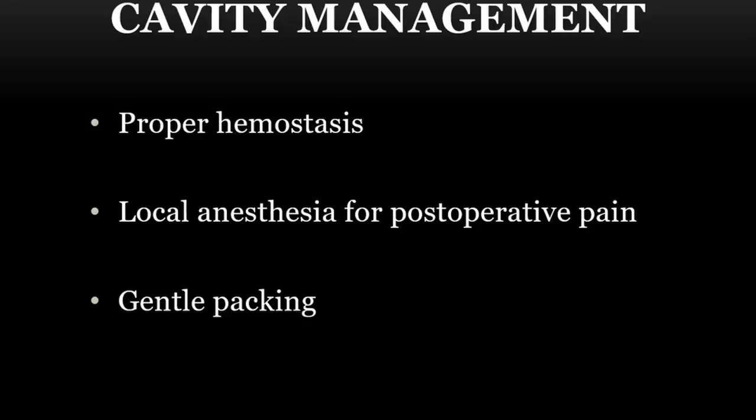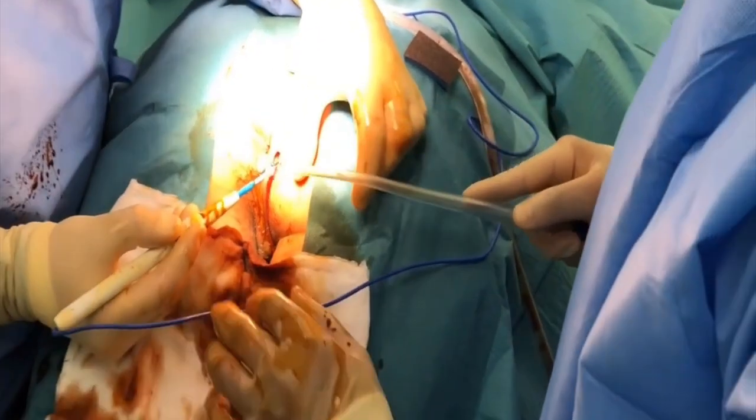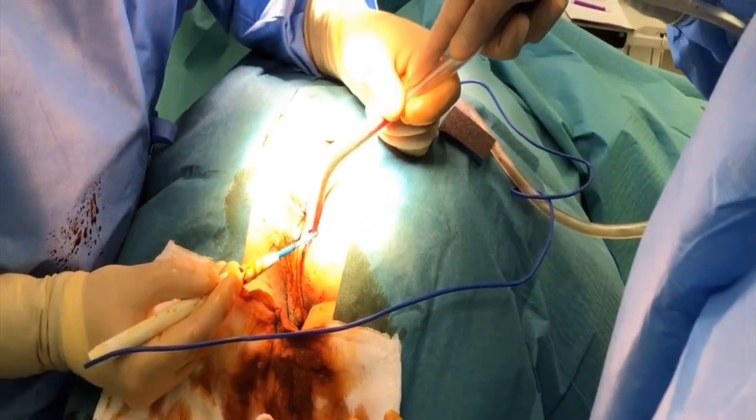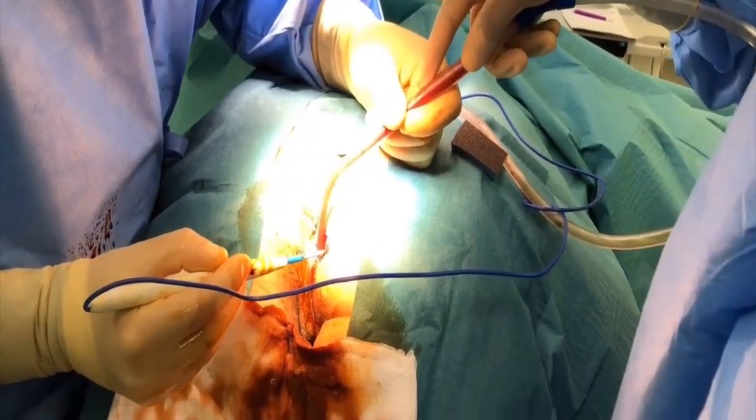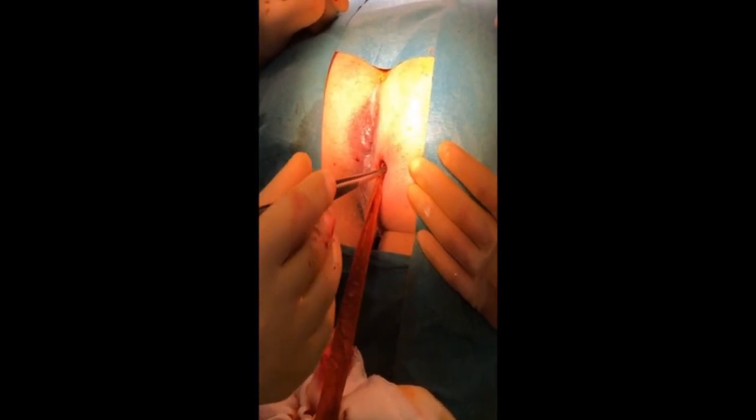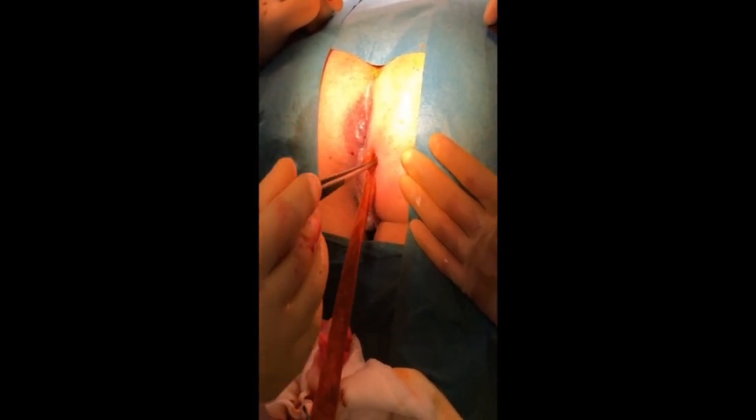After achieving proper drainage, hemostasis is achieved with a combination of electrocautery and cavity packing. Local anesthetic is injected for postoperative pain control. Hemostasis is obtained externally by cauterizing the edges of the skin incision. The cavity is then packed with ribbon gauze dressing, which is kept in place overnight.